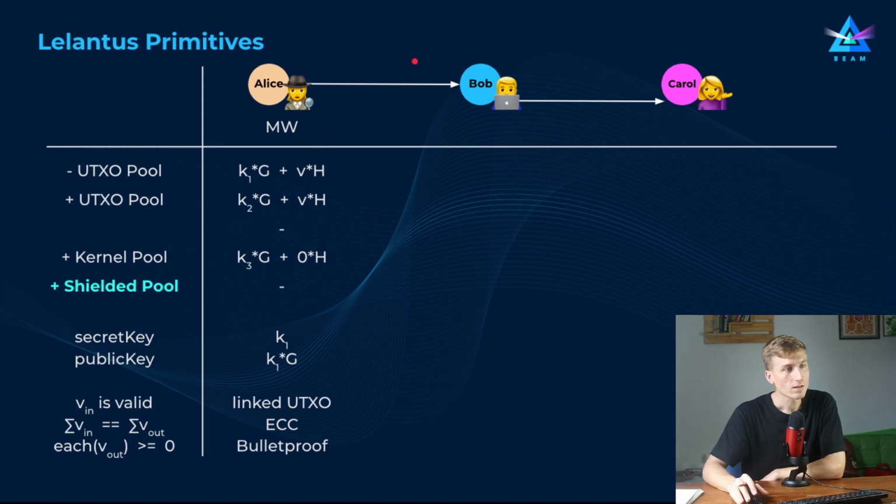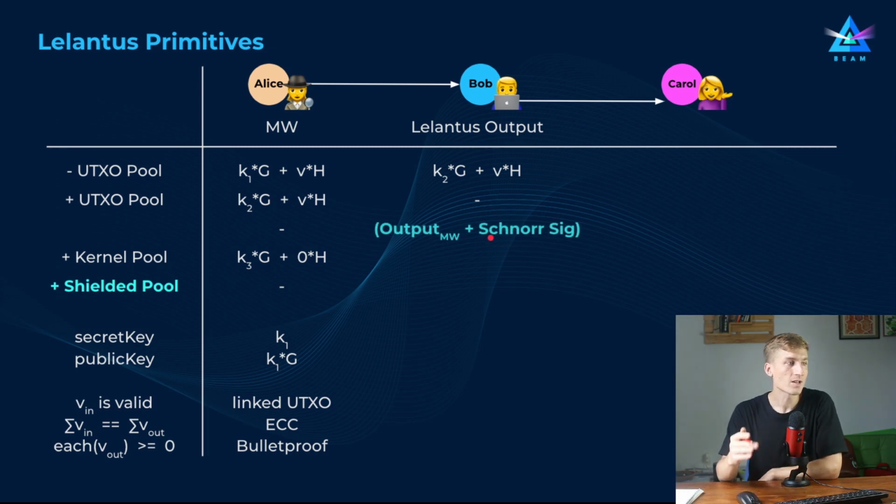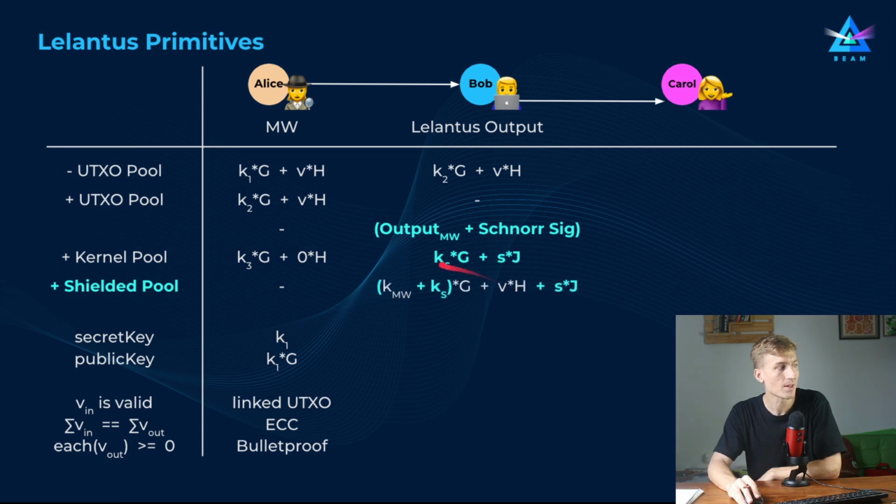So what does it look like to create a shielded output and then use a shielded input? Lelantus is implemented in primitives. So these are going to live side by side with these Lelantus primitives on the Beam blockchain. So Bob removes his UTXO just like a regular transaction, but he doesn't add anything to the UTXO pool because Carol is not going to reference the UTXO pool. Remember? The information that he would have used there is going to get combined with the kernel and added to the shielded pool instead.